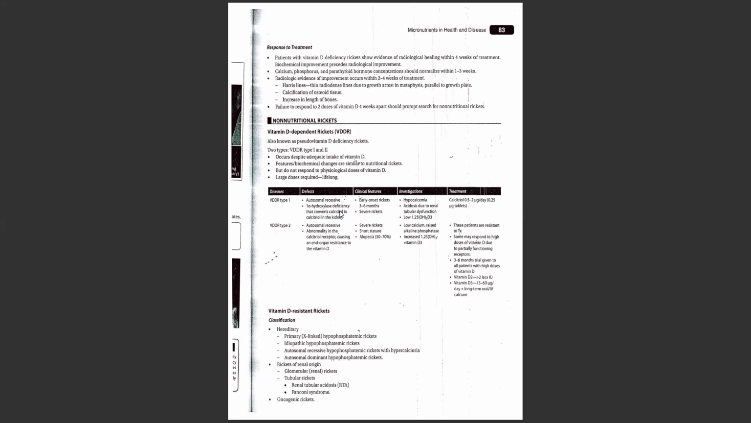It is due to 1-alpha hydroxylase deficiency, which converts calcidiol to calcitriol in the kidney, so there will be accumulation of calcidiol. VDDR type 2 is also autosomal recessive, but here there is an abnormality in the receptor causing end organ resistance to vitamin D. It is not due to any enzyme deficiency. In the clinical features, type 1 has an early onset, severe rickets at 3 to 6 months. Type 2 is also a severe rickets, and presents with short stature and alopecia in 50 to 70% of cases.